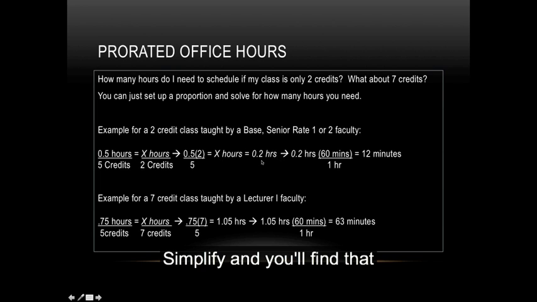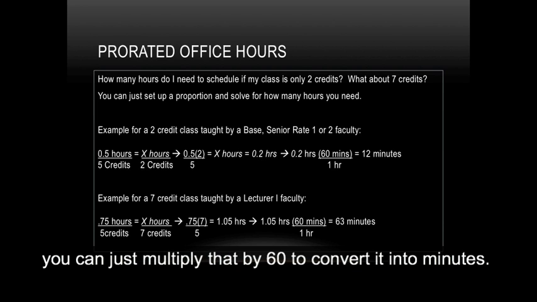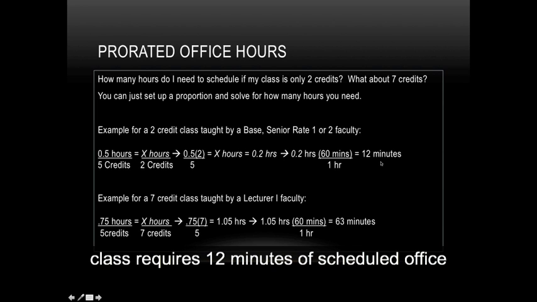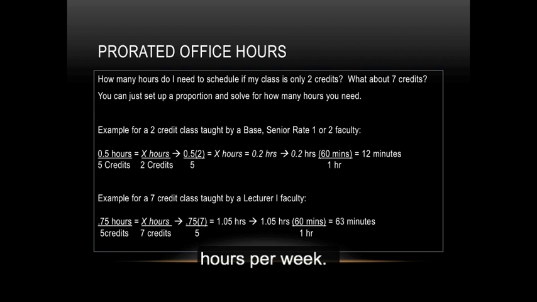Simplify, and you'll find that X equals 0.2 hours. At this point, you can just multiply that by 60 to convert it into minutes. You'll see that this 2-credit hour class requires 12 minutes of scheduled office hours per week.